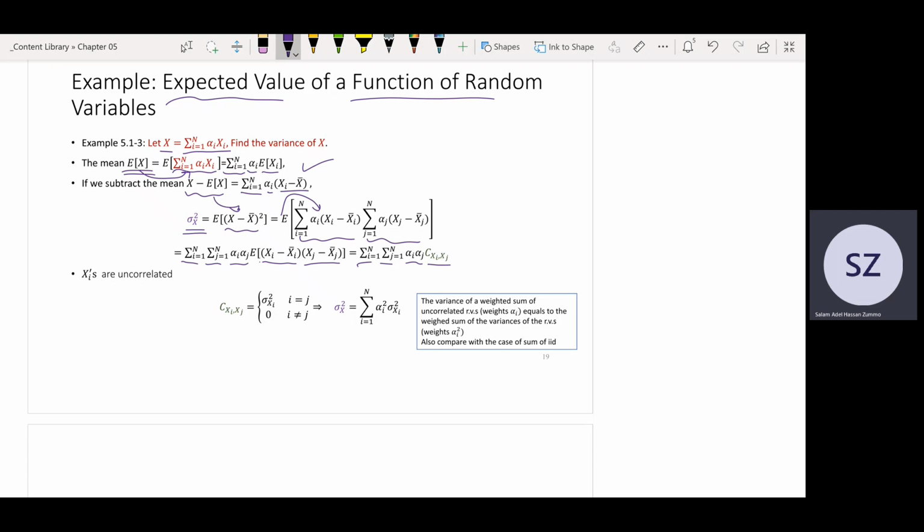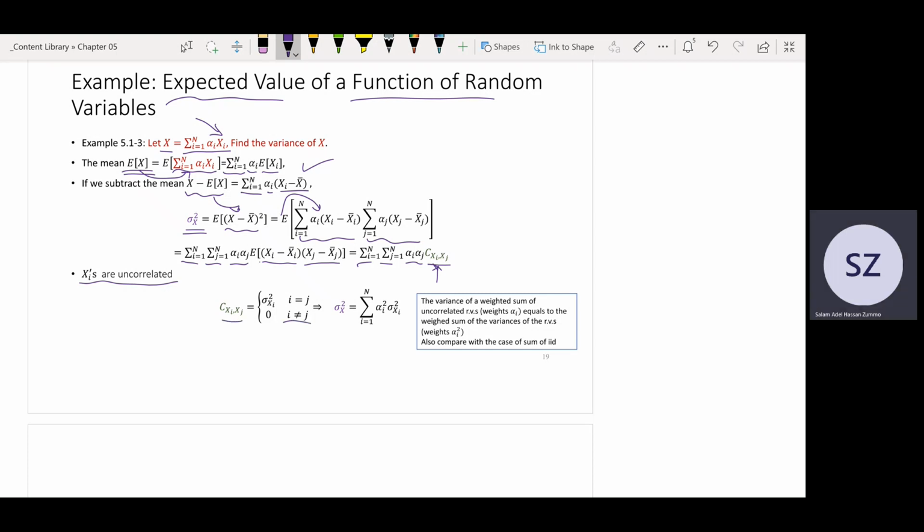So the variance of x equals the double summation of alpha i, alpha j, covariance of xi and xj. Now, what happens if the xi's are uncorrelated? Here x is a weighted sum of uncorrelated random variables. In chapter 3 and chapter 4, when we had two independent random variables, the PDF of their sum was the convolution of the two PDFs. Here, we are summing x, a weighted sum of uncorrelated random variables. So what happens to the covariances here?